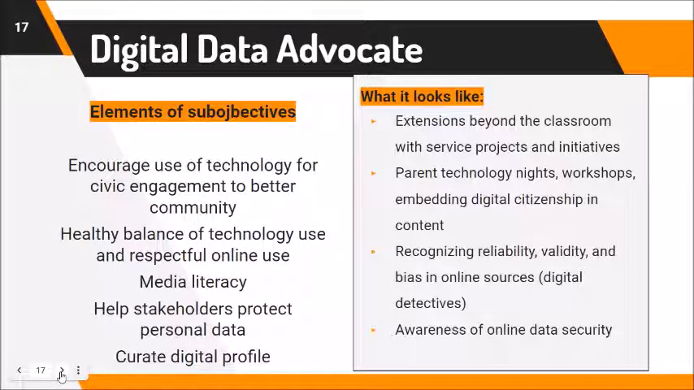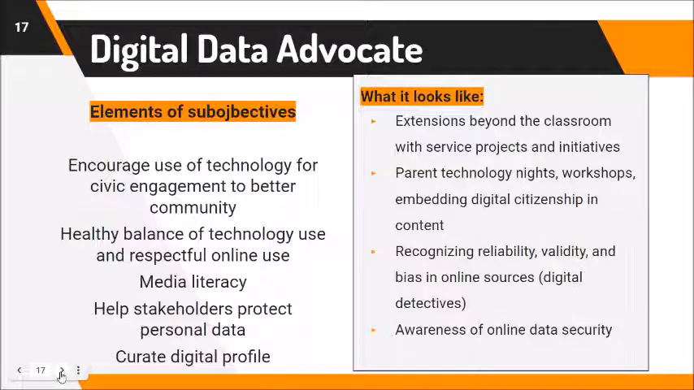What does that specifically look like? Extensions beyond the classroom, where service projects and initiatives take place using technology. Maybe you have students create PSAs or podcasts that advocate for your school or your community. Parent and technology nights and workshops, where you embed digital citizenship in the content that you are trying to convey, not only to your teachers and your students, but their parents and the surrounding community.